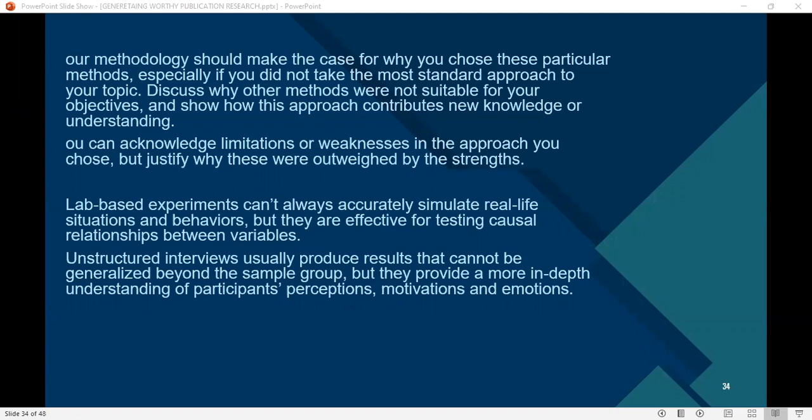So you have to consider as well, class, that we have different types of research kasi. It depends on the strand. Usually the STEM also doing their experimental research. So basically they're looking for the cause and effect or something like that. Lab-based experiments can't always accurately simulate real-life situations, behaviors, but they're effective for testing causal relationship between variables. So we do often structured interview usually produce results that cannot be generalized beyond the sample group, but they provide a more in-depth understanding of participants' perceptions, motivations, and emotions.